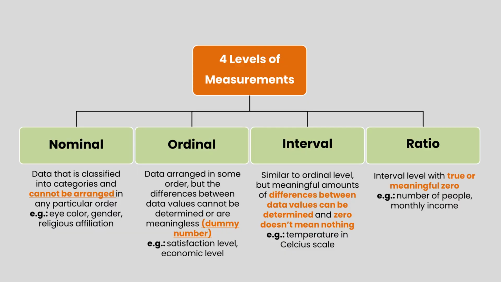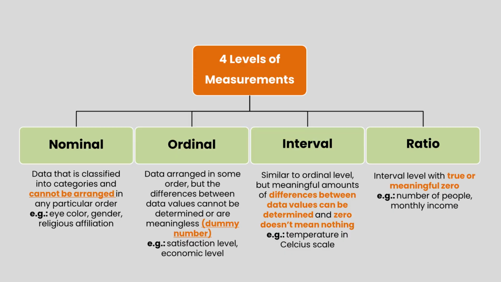If the data represents the real value of the number, we call it interval or ratio. Interval and ratio are almost the same as the ordinal level, but the meaningful amount of difference between data values can be determined. Number 1 and number 2, the difference is 1. 2 and 3, the difference is 1. It is clear. What distinguishes interval and ratio is regarding 0. For interval, 0 doesn't mean nothing. For ratio, if I say 0, it means nothing.